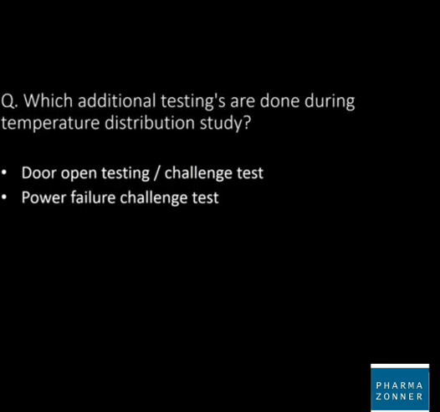Next question, which additional tests are done during temperature distribution study? First additional test is door open testing or challenge test. This test is done to determine the time for which we can keep the door open that will not have impact on the temperature inside the study room. Second test is power failure challenge test. This is done to determine the time for which power failure will not have impact on temperature inside the study area.